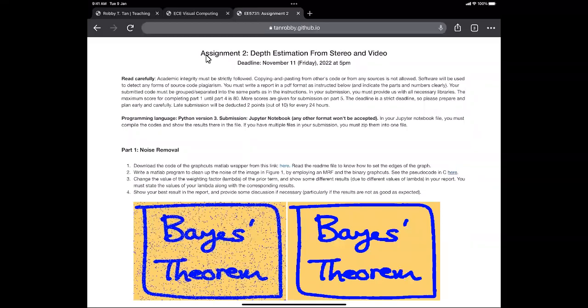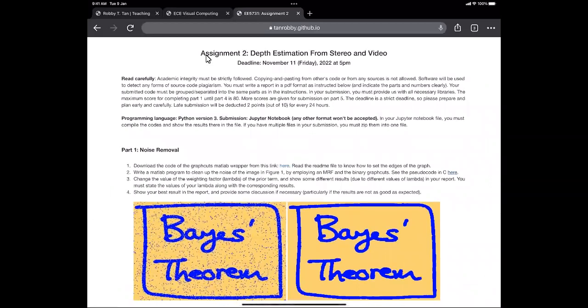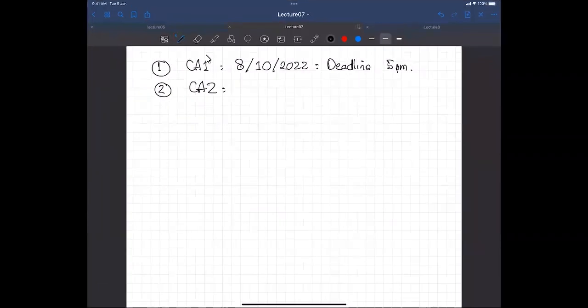Any questions, comments? Anyone? Yes. Sorry, I cannot hear you. It has to be submitted on November 11th. Yeah, Python. This one is the same as CA1: Jupyter Notebook, using Python. Any other questions? Okay, if there are no questions, I think that's all for the announcement.